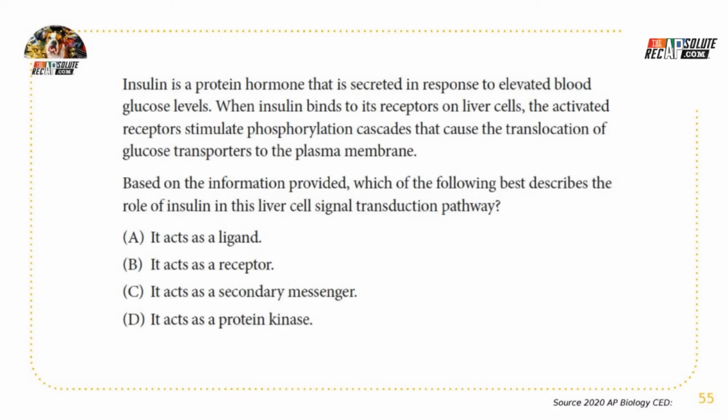Insulin is a protein hormone that is secreted in response to elevated blood glucose levels. When insulin binds to its receptors on liver cells, the activated receptors stimulate phosphorylation cascades that cause the translocation of glucose transporters in the plasma membrane. All right, what's the role of insulin in this paragraph? If you think you know the answer, pop it into the chat.